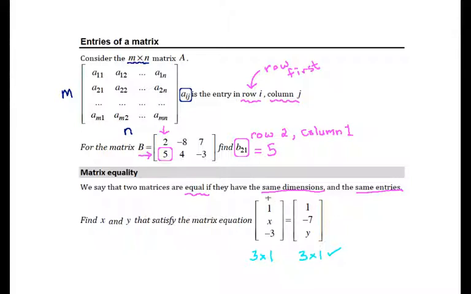Then we look and see that the first entry is already the same. For the second entry, we would need these to be equal, and therefore that tells us that x must equal -7. And for the third entry, we would need these to be equal, so this tells us that y must equal -3. So this definition of equality is every bit as simple as it looks like it would be.